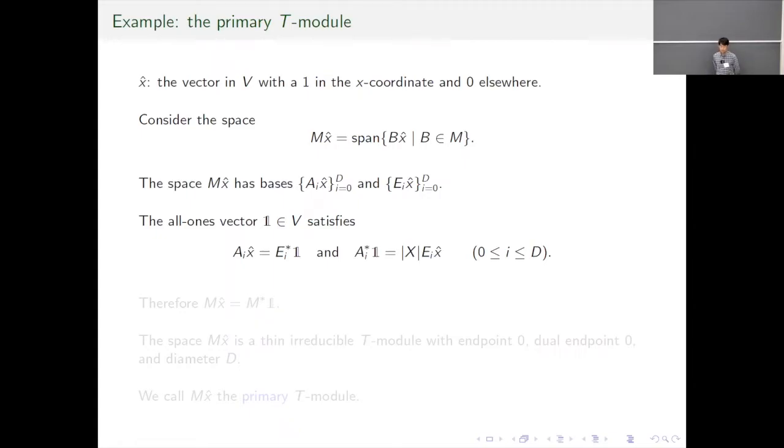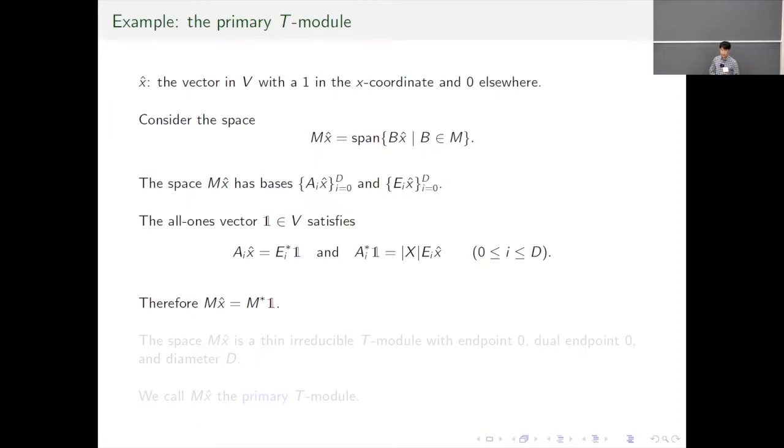Sorry. Yeah, and we denote the bold one, the all ones vector. This vector satisfies these equations. So A_i x hat is E_i star times the all ones vector, and the dual version A_i star times the all ones vector is E_i x hat times the size of X. So from these equations, we can say that M x hat is actually equal to M star times the all ones vector. These two subspaces are equal to each other.